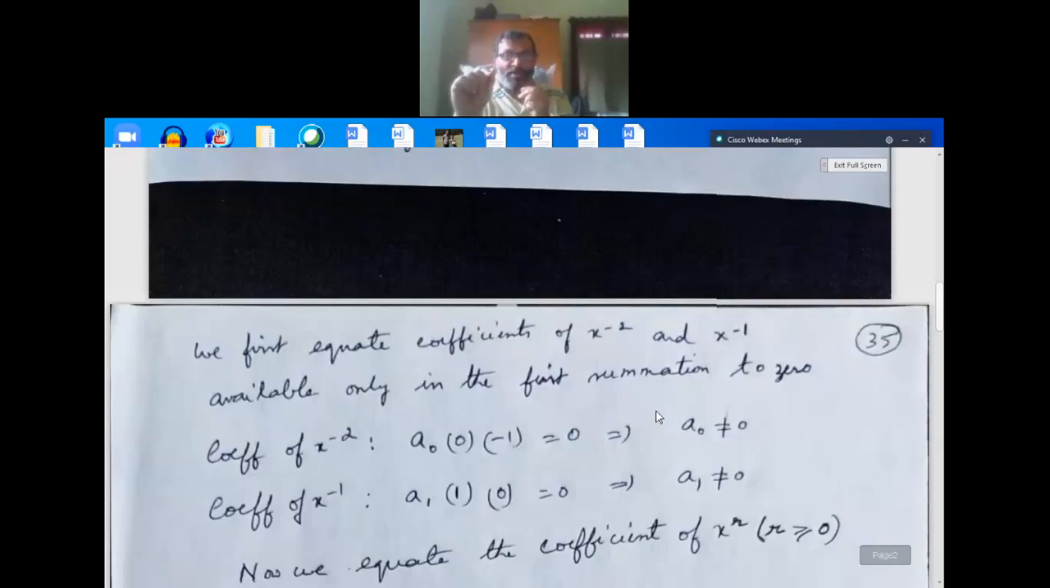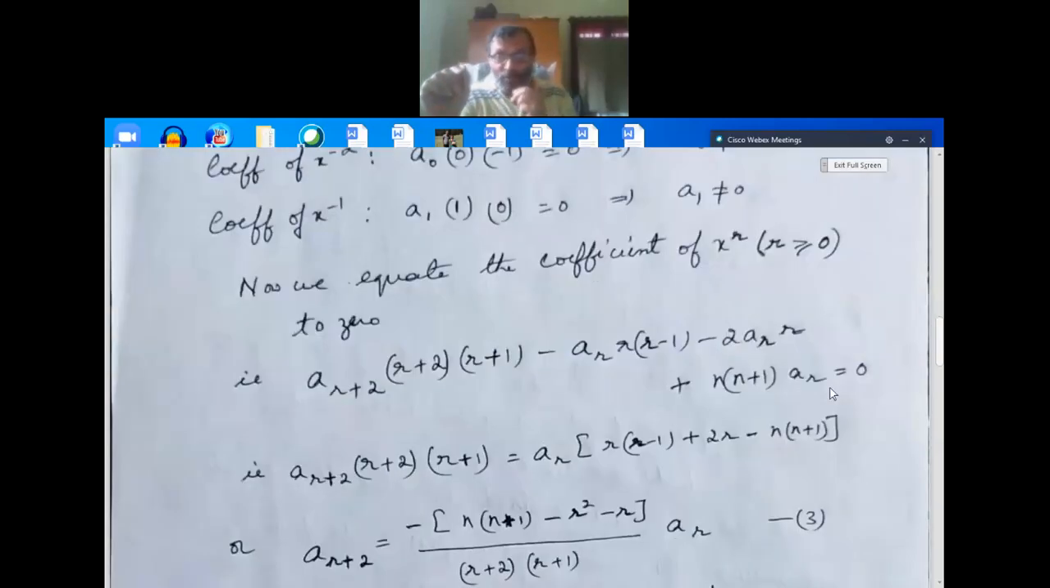So equating the coefficient of x power r to 0, and the right hand side is always 0, you know that. So here we get a r plus 2 into r plus 2 into r plus 1 equals, taking everything to the right hand side, we get a r into r minus 1 plus 2 into a r into r plus n into n plus 1 into a r.